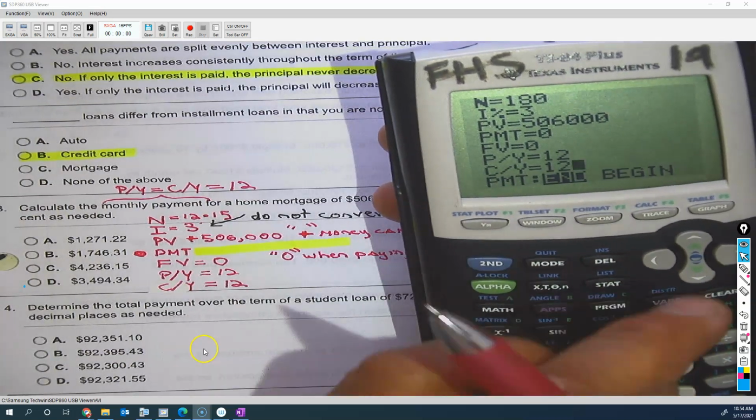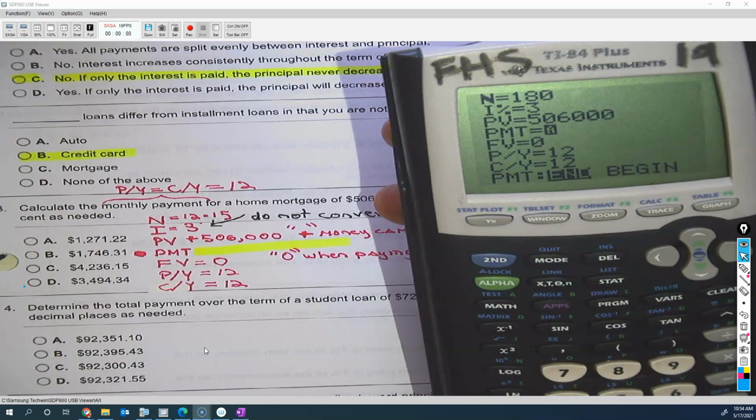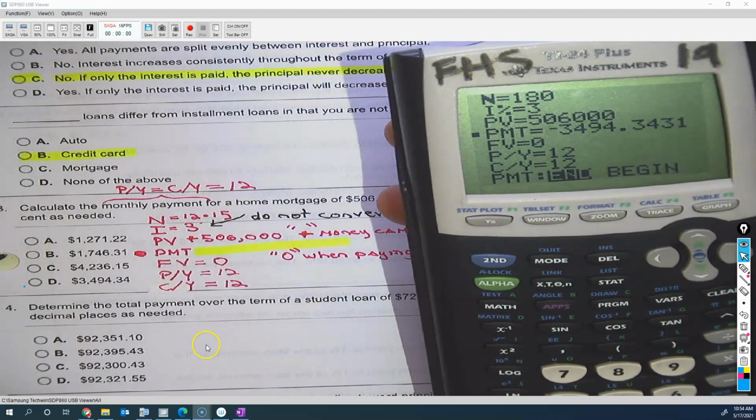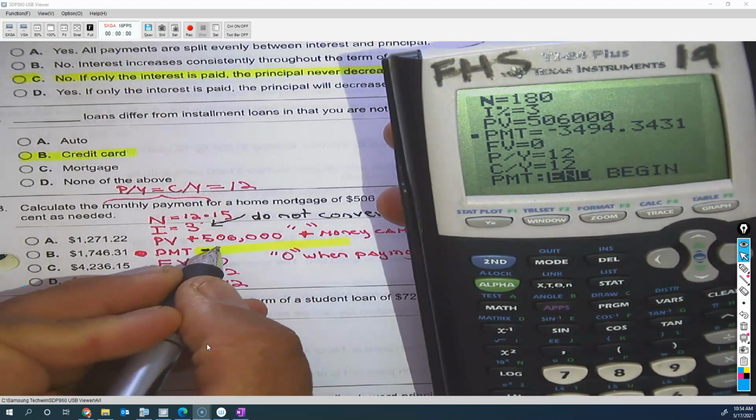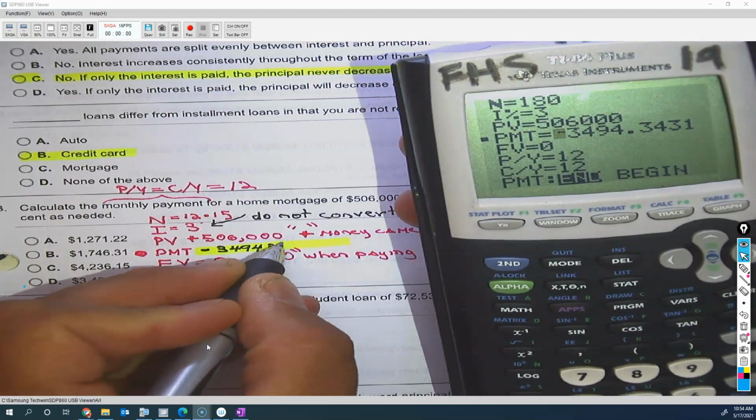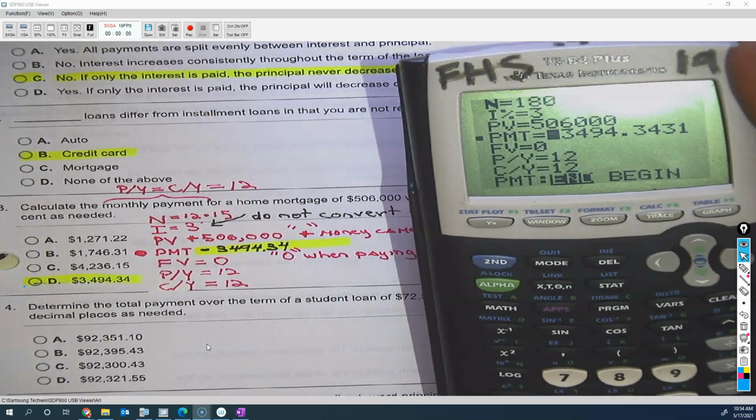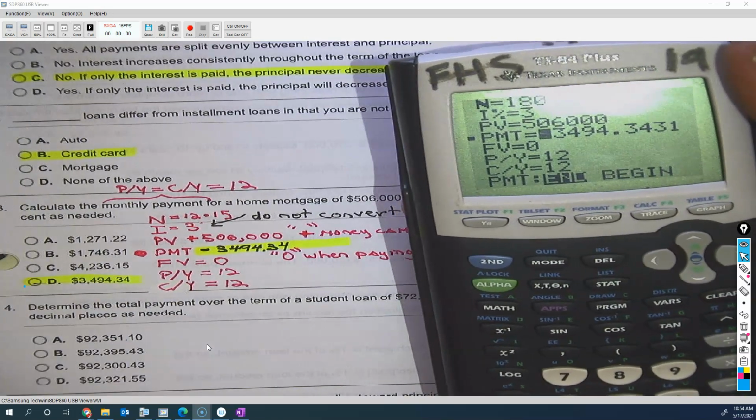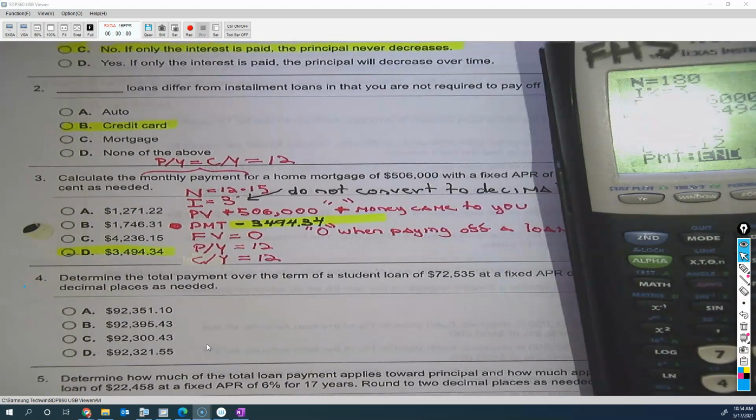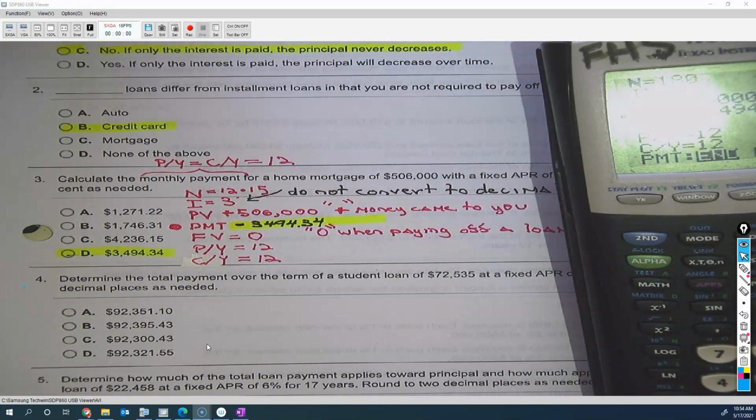Okay, and now just go Alpha, Enter. And there's my amount. Negative 3,494.34. Now you don't input it into MathXL as a negative. The negative just means it's a payment that you're making.